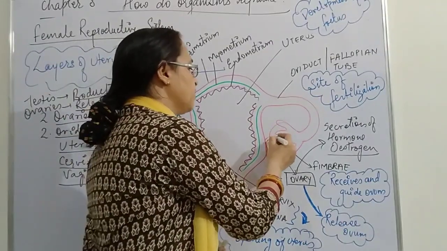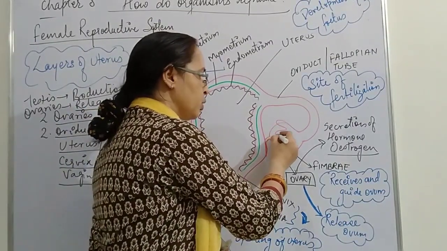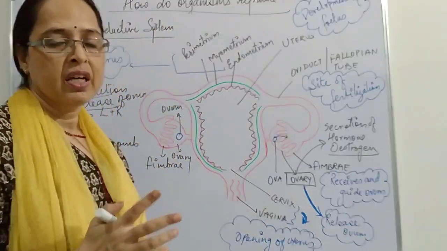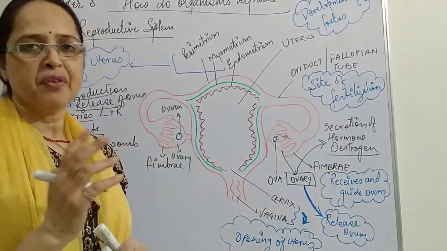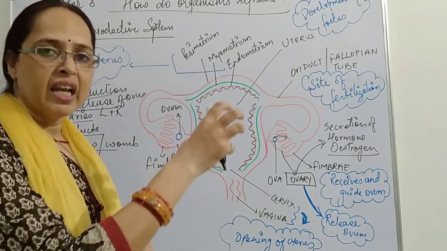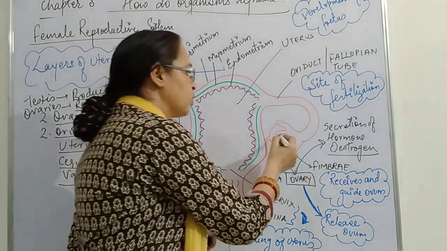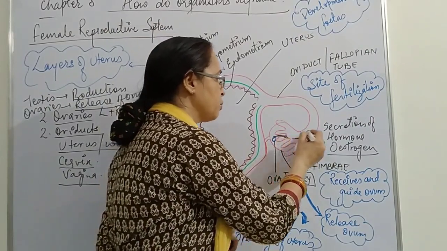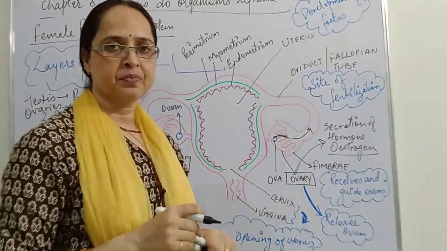Now this ovum, released from the ovary, is received by these finger-like projections. These finger-like projections are fimbriae. They allow the passage of the ovum so that the ovum can move into the oviduct.